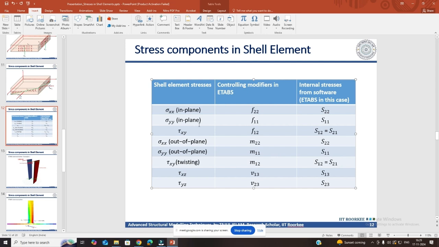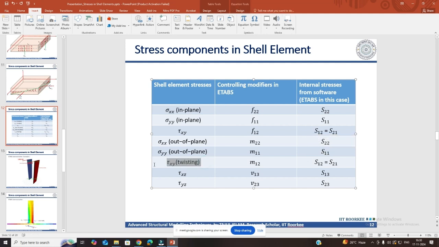So to control sigma xx because of bending action, you have to provide stiffness modifiers in M22, and when you want to check the stresses, you have to check S22. Similarly, to control sigma yy, you have to provide stiffness modifiers for M11, and correspondingly, when you are trying to check the stresses, you have to check S11.